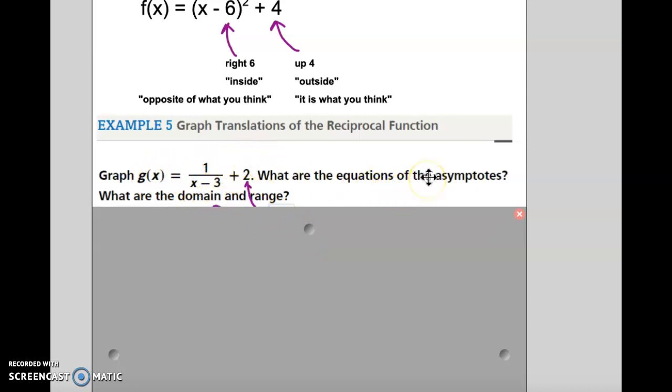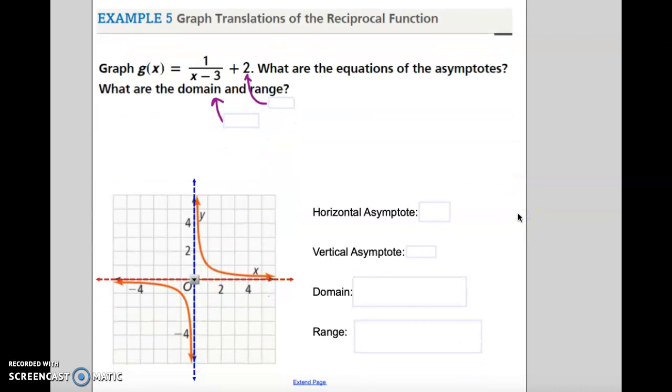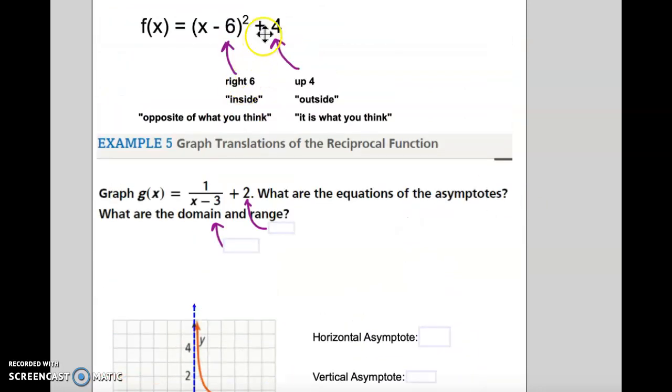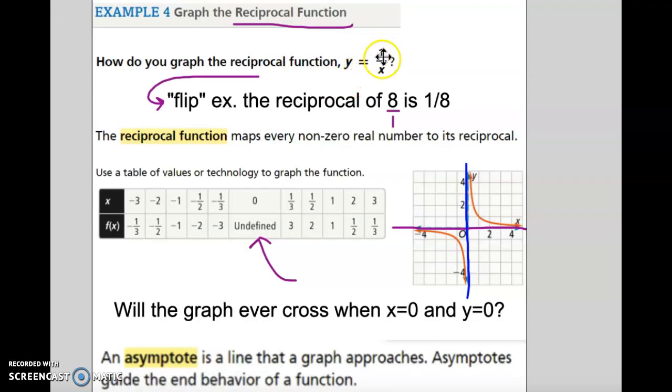And I have to do a few things after I graph it. I have to figure out what the asymptotes are and what my domain and range is. So first, notice the plus 4 and the plus 2. They're both on the outside of the parent function. The parent function is 1 over x. This is my parent function.